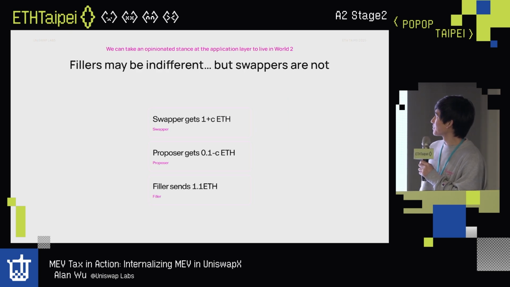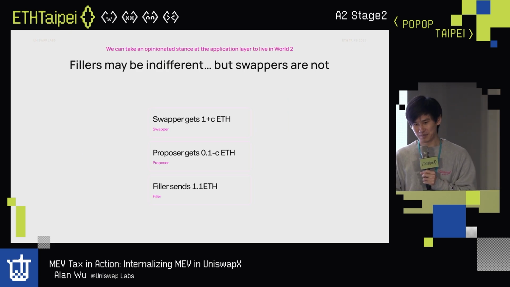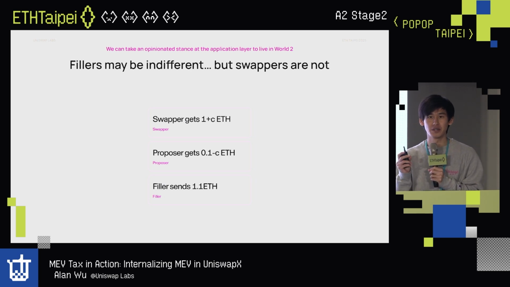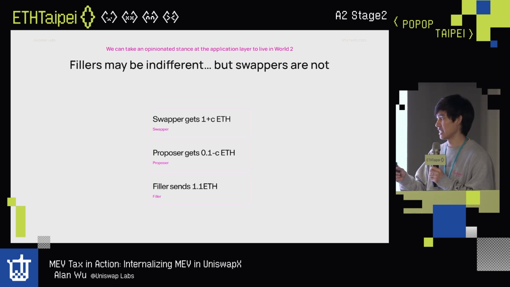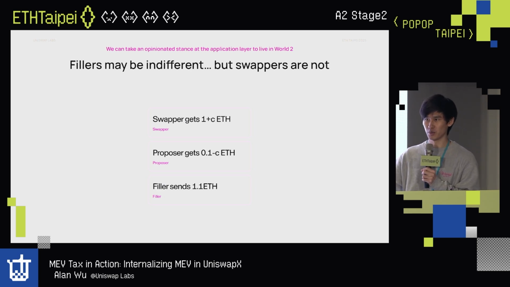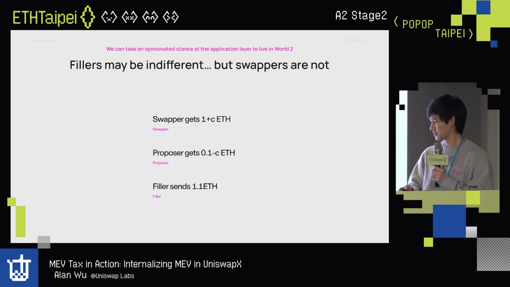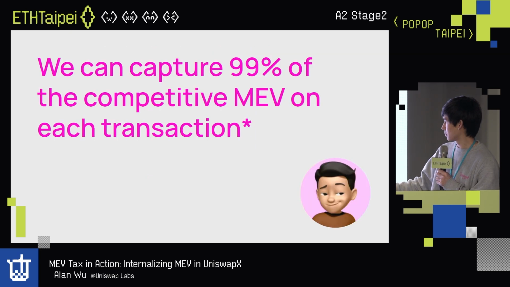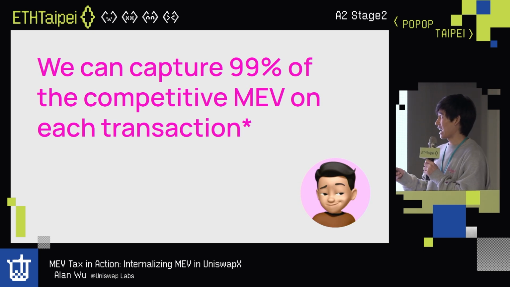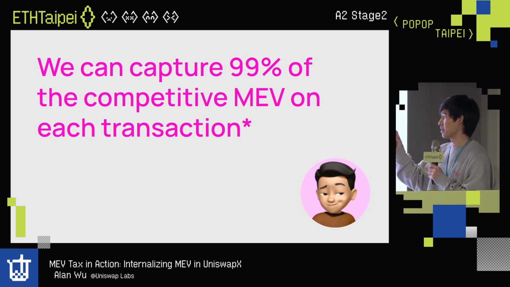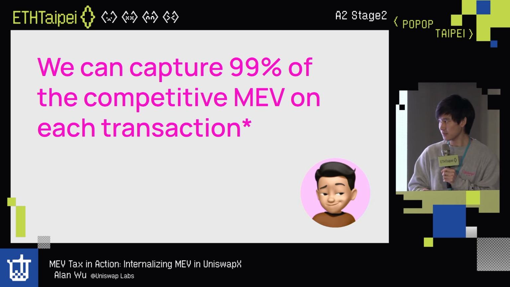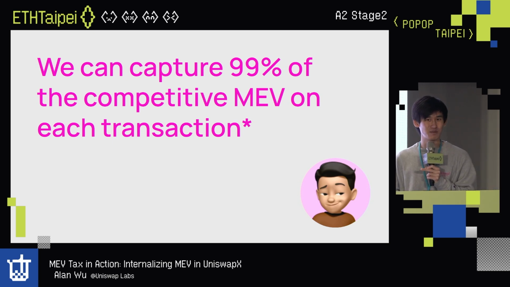And if you are building a DeFi protocol, you can choose to live in world 2 by implementing a MEV tax. And this is the world where you maximize value to your users or market's participants instead of letting that value flow to whatever games are being played at a chain's block building or sequencing level. And by taking this approach, we can capture 99% of the competitive MEV on each transaction. And you might be wondering that this seems too good to be true. Why is this not used everywhere already?